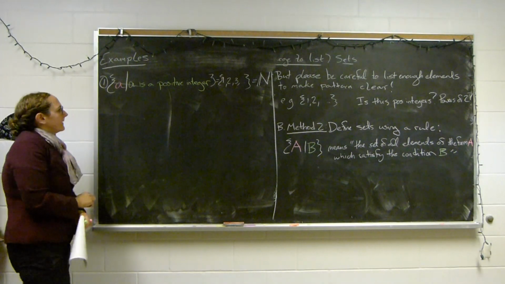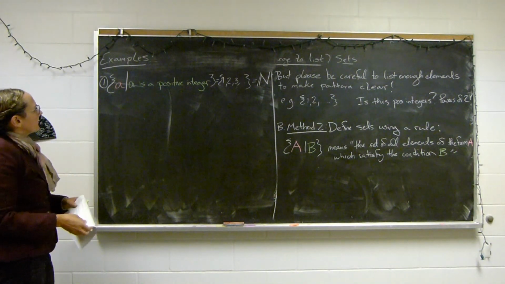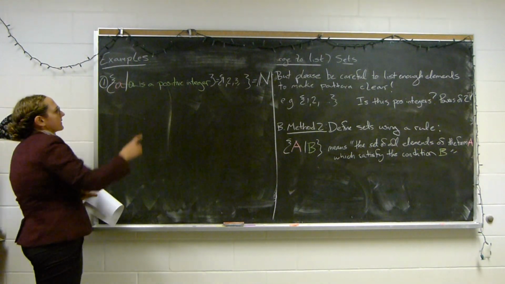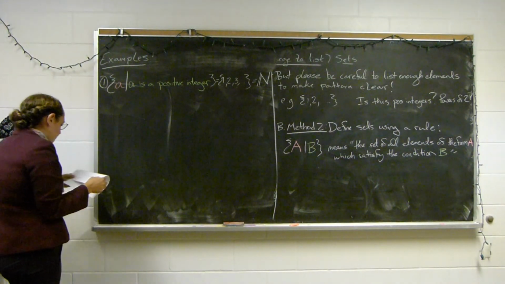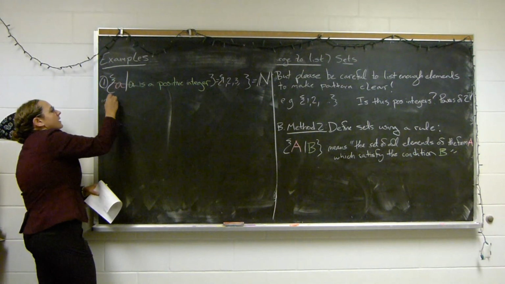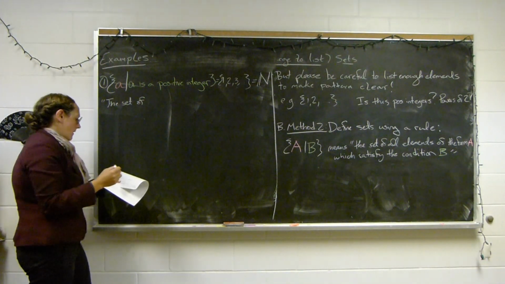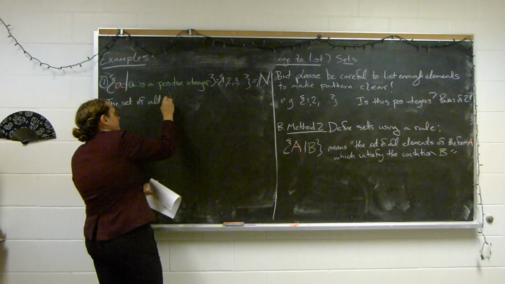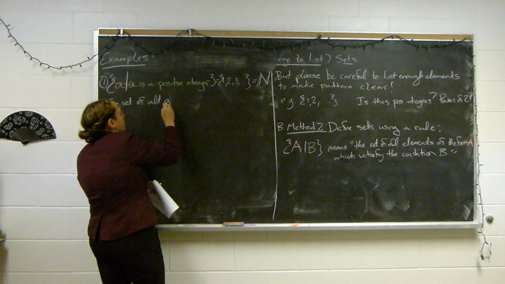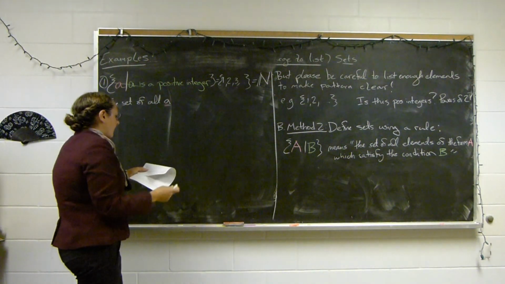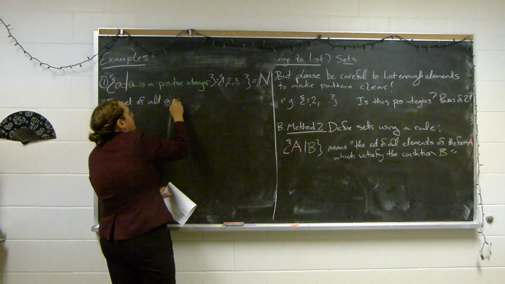If we're in Canada or the US, in other countries maybe you're going to include 0 in there. That's something to watch for. Okay, so this is the set of all A, and I'm going to highlight that that's what goes there, such that A is a positive integer.